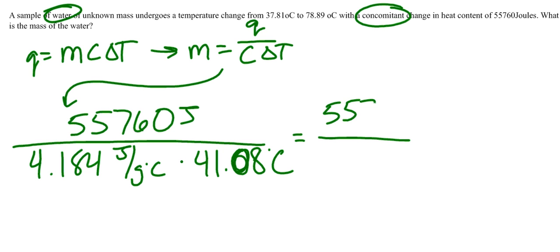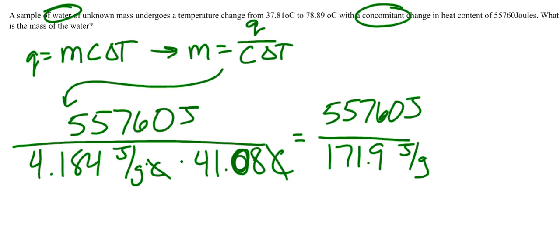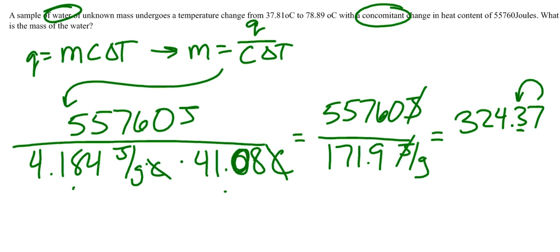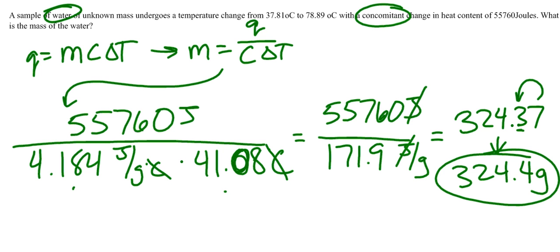so 55760 joules. My degrees Celsius is going to cancel out right here, so my unit down here is going to be joules per gram. And it ends up being 171.9 because I have 4 sig figs in each of those two numbers, this number right here and this number right here. So my joules will then cancel out. I'm left with 324.37. I need to have 4 sig figs, so my 4th sig fig, number 3, is needing to look at my 5th sig fig over here, the 7, which is going to determine that I need to round up. So 324.4 grams is my final answer there.